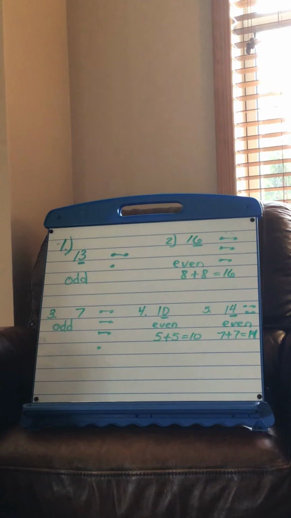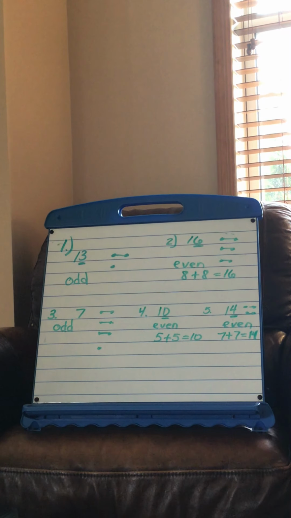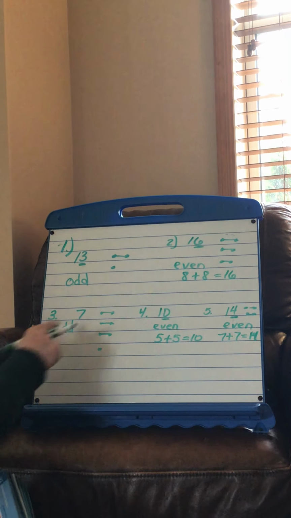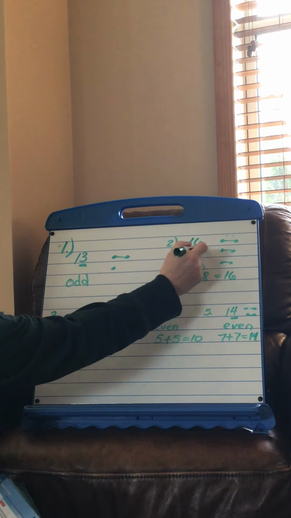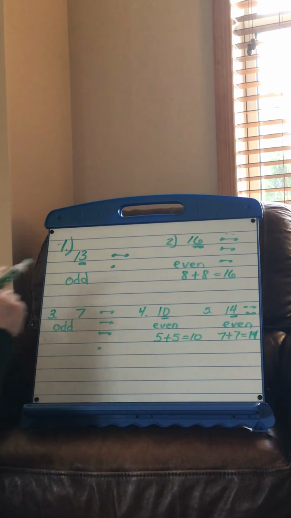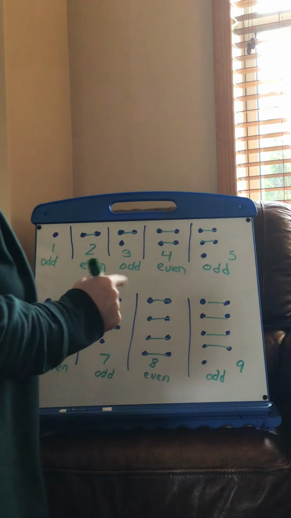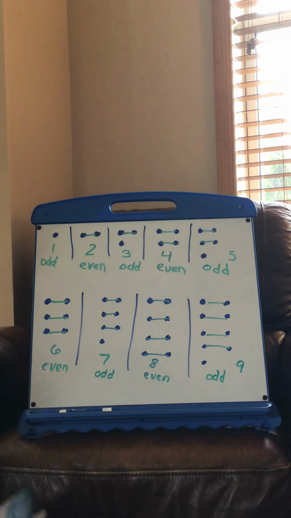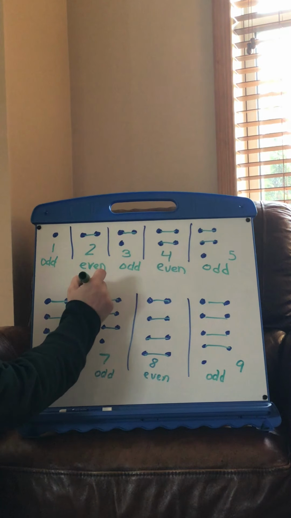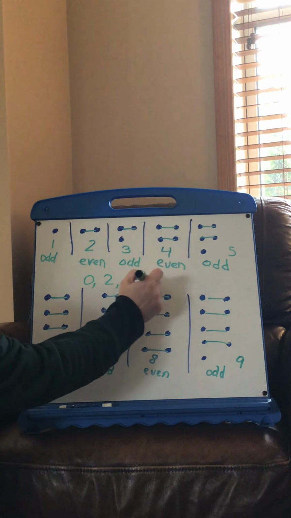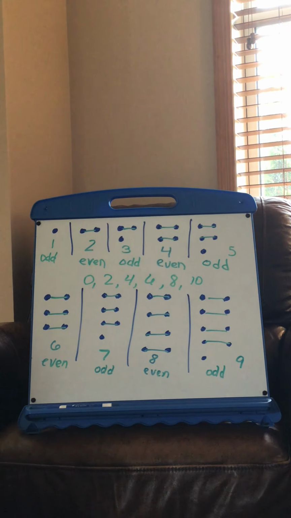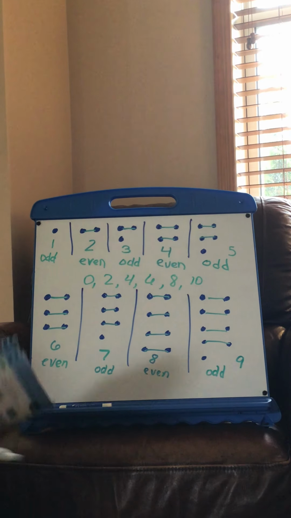Okay? Now, for number 6, it says, what digits can be in the ones place of an even number? So they're trying to get us to think of the ones place. We're talking about right here, which ones are even? Well, if we go back to our first chart, where they connect, and there's nothing left over, they're even. So your answer for number 6 would be 0, 2, 4, 6, 8. Okay? All right, let's try number 7.